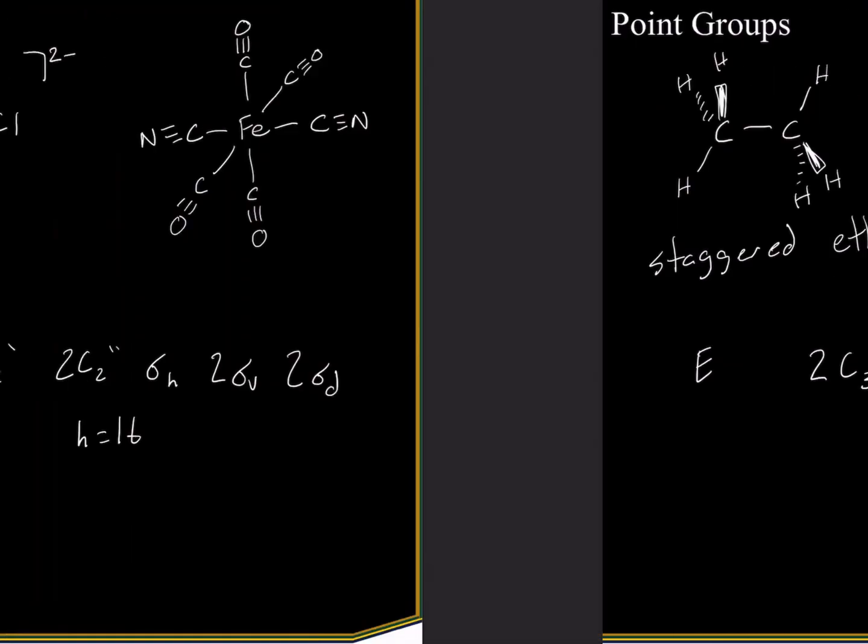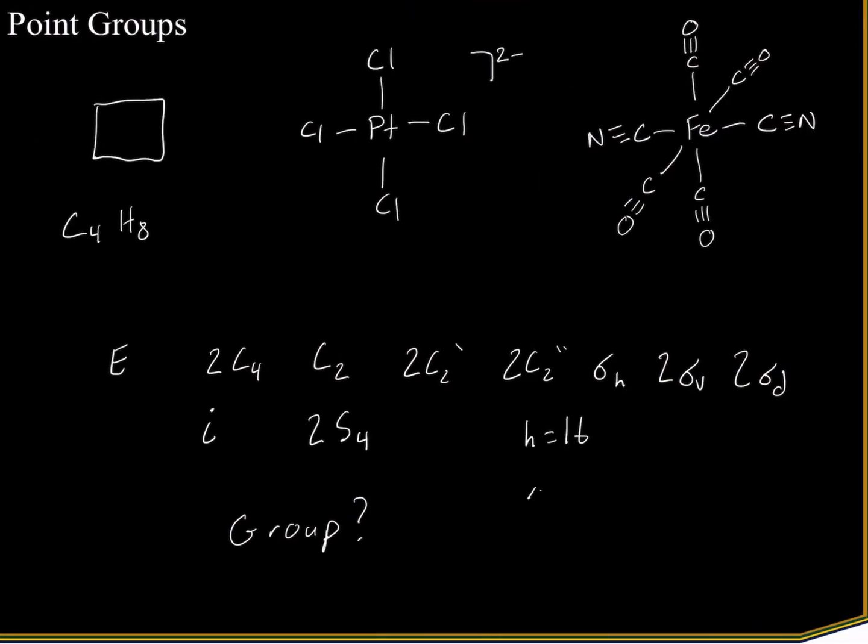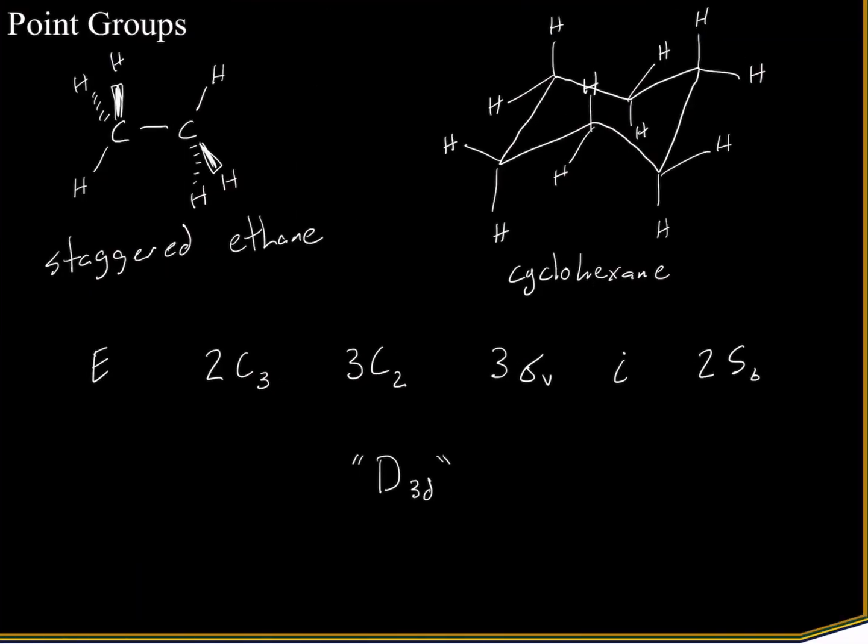If we're going to put a label to a group here for our first set of compounds, right, these are D4H. And these labels, they don't mean anything yet. We're going to talk about how we derive them in a second. But we would describe all these compounds as fitting into the point group D4H. And we would talk about these two compounds, staggered ethane and cyclohexane, as fitting into the point group D3D.